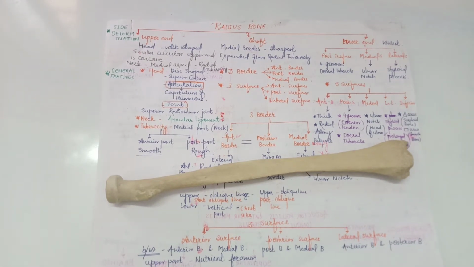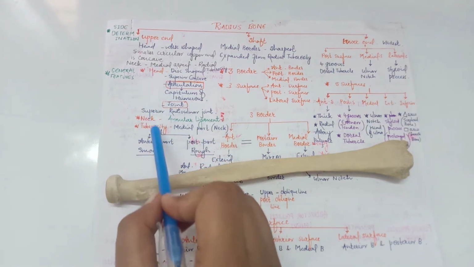Today we will learn about the general features of the radius bone. The radius bone is the lateral bone of the forearm and it is homologous with the tibia. It has an upper end, shaft and the lower end. In the upper end, it has head, neck and tuberosity.